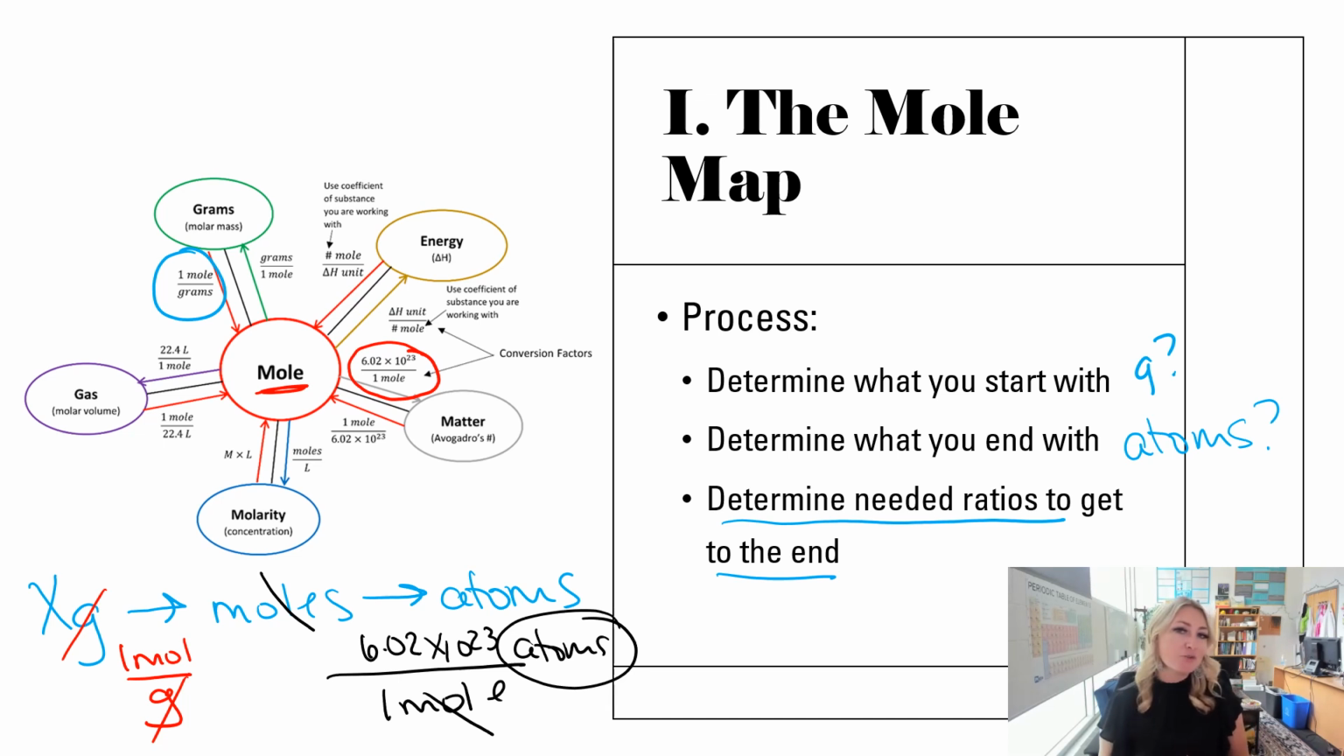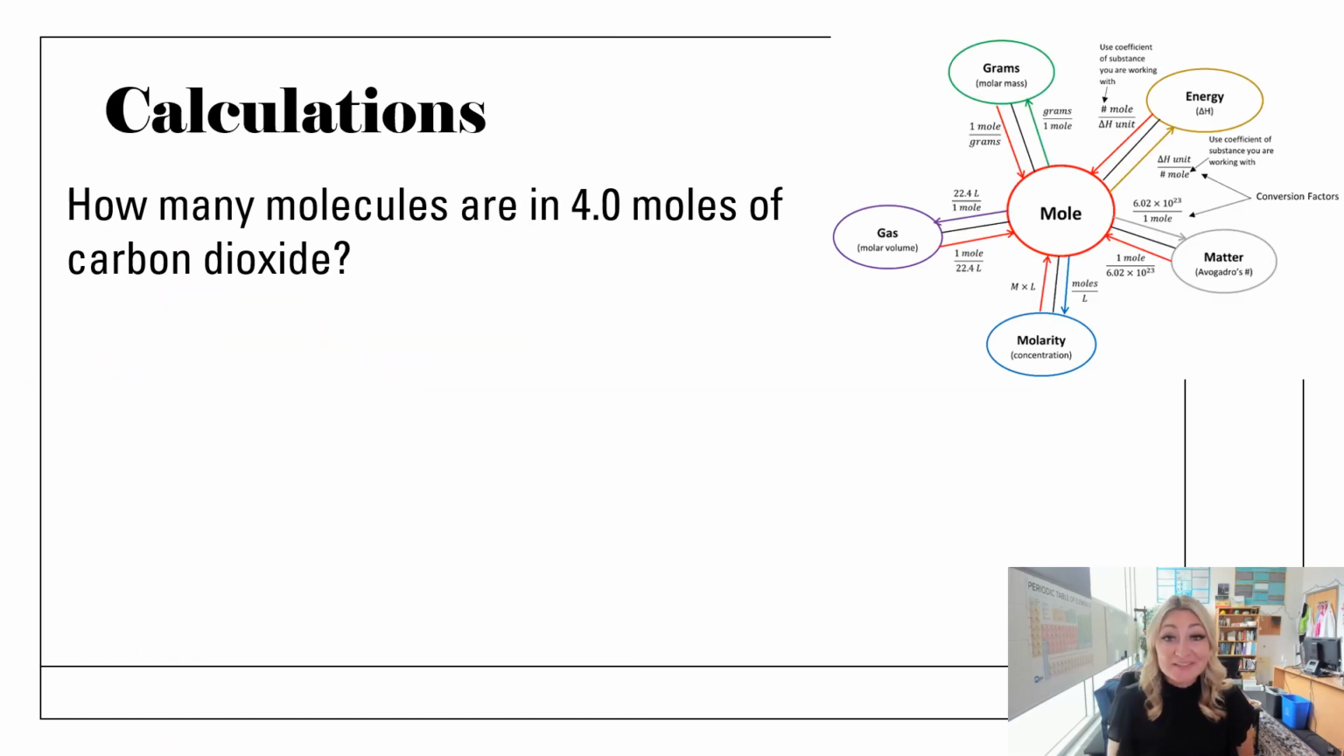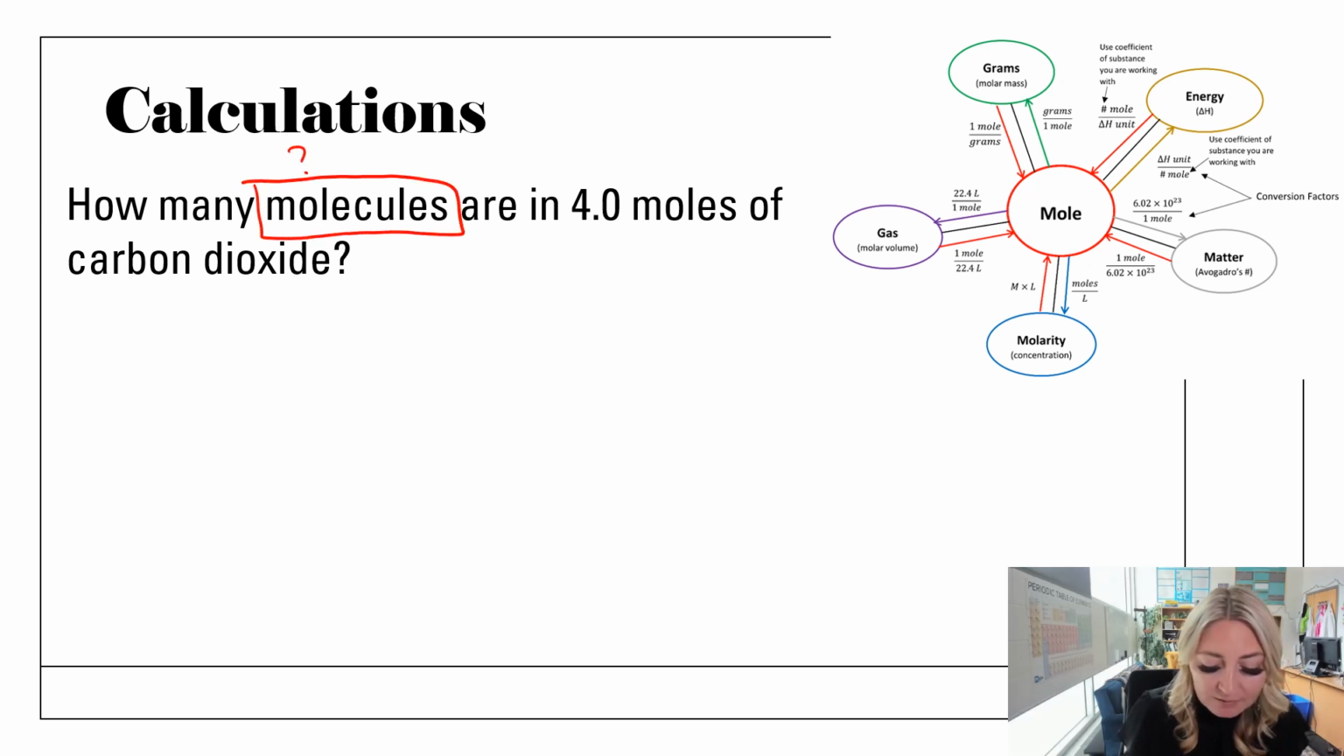If math comes naturally to you or the T-chart is working for you, all you gotta do is make sure that your unit on the bottom cancels the previous unit in the T-chart. Let's work a sample problem together. This question asks me how many molecules, so I'm looking for molecules, are in 4.0 moles of carbon dioxide.